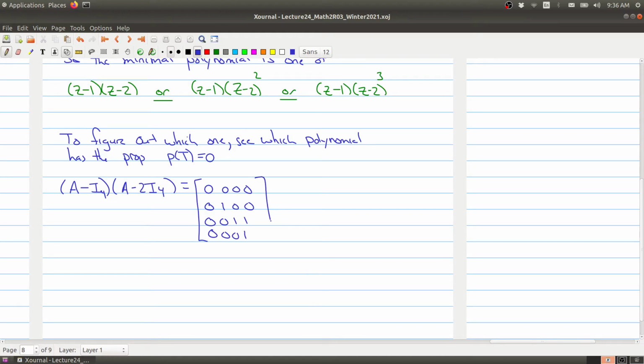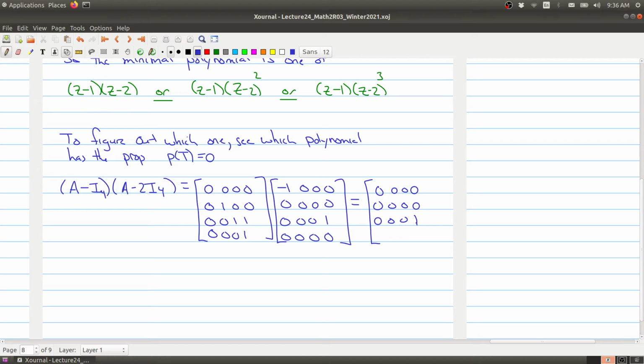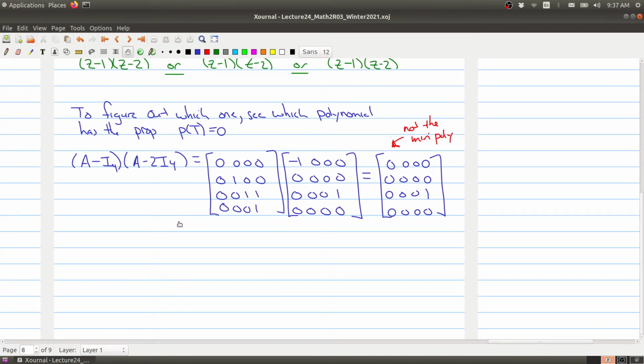So that's what happens when you subtract 1 from everything down the diagonal. And then we have the matrix where we subtract 2 down the diagonal, and we get this matrix right here. And when you multiply them, you get 0, 0, 0, 0, 0, 0, 0, 0, 0, 1, and 0, 0, 0, 0. So this tells me that this is not the minimal polynomial, because if it was the minimal polynomial, when we plugged it in, we should get 0. So, that didn't work.